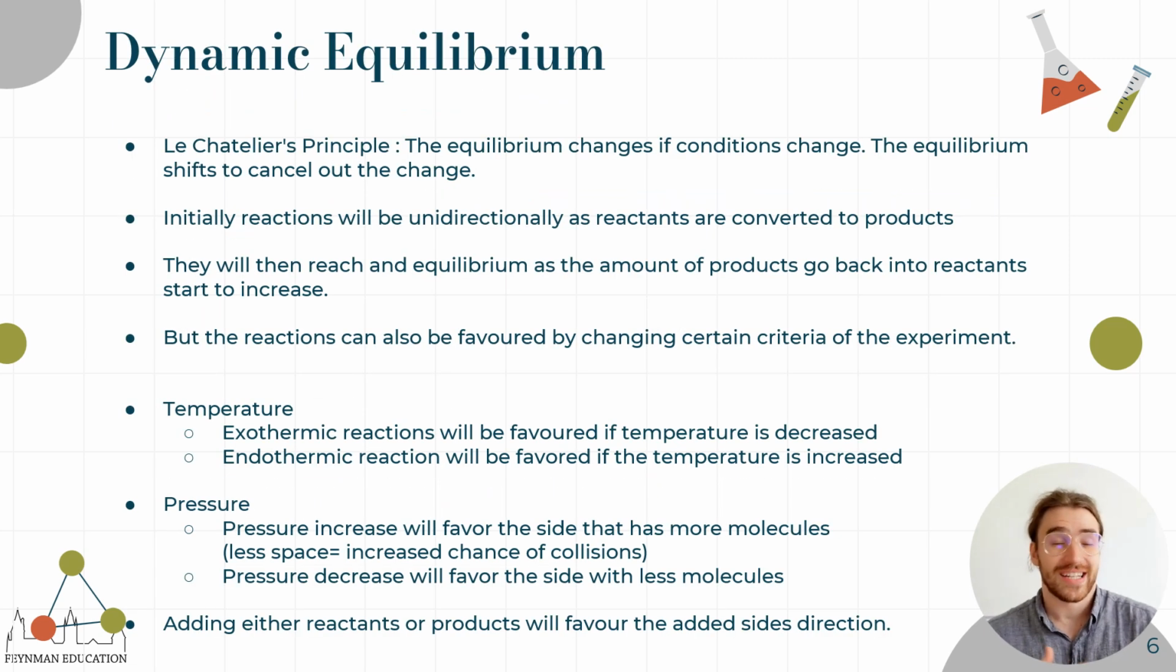Okay, so we look at now a dynamic equilibrium. If you leave any reaction, initially the forward reaction is going to be happening. But then at a certain point, the reverse reaction is going to start happening. And when the rate of the forward and the reverse reaction is equal, then we say equilibrium has been reached.